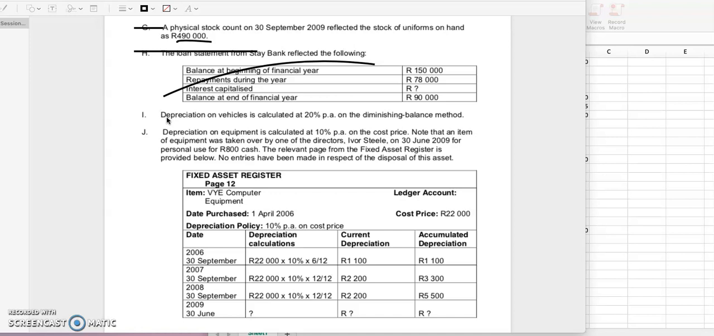So it says depreciation on vehicles is calculated at 20% per annum on the diminishing balance method. Before I start with this, I just want to say I know that we had question 1.1, which deals with the profit or loss on the sale of an asset. I will be addressing that calculation here. But for now, let's start with depreciation on vehicles. This is pretty easy. It says that it's 20% per annum on diminishing balance. There were no sales or new vehicles, so it's pretty straightforward.